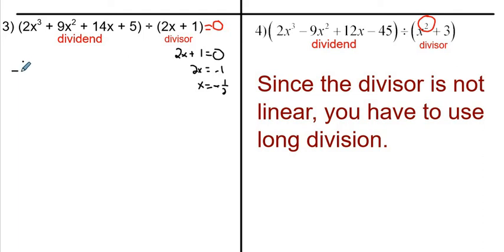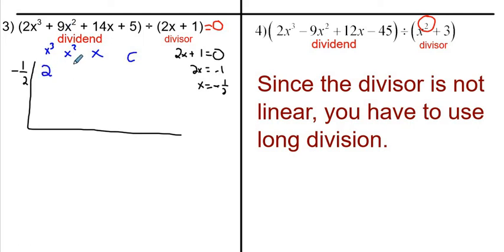So we take -1/2. We draw our inverted division symbol. It looks like we have a cube, so I'm going to label that I need to have a cube. I need to have a square. I need to have an x. I need to have a constant. I have a 2 for my cube. I have a 9 for my square. I have a 14 for my x. I have a 5 for my constant.